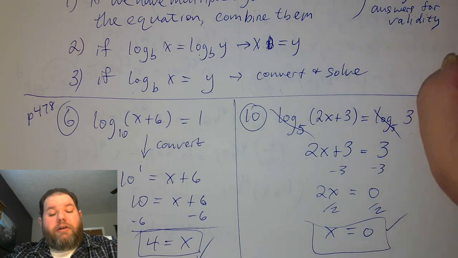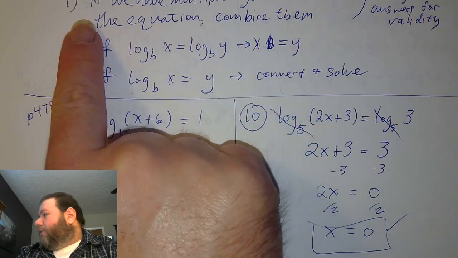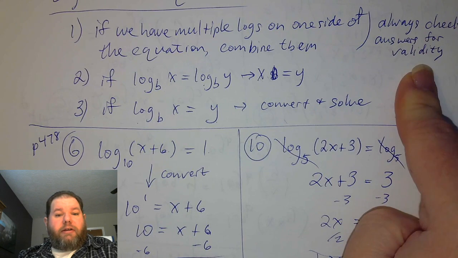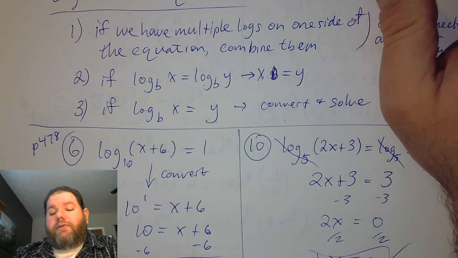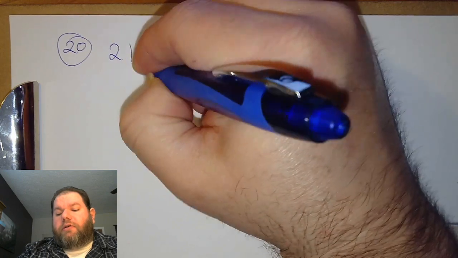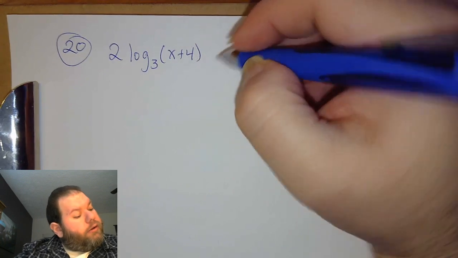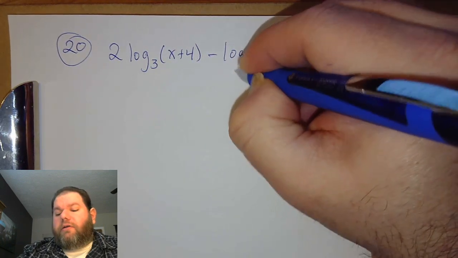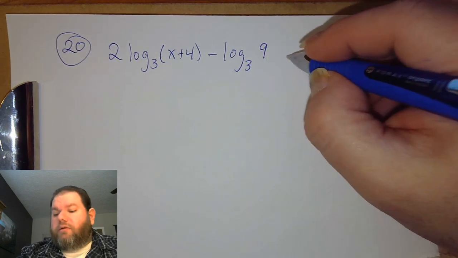Alright, so there are a couple of other scenarios I would like for us to look at with these logarithms, specifically incorporating this first rule, where we may have some answers that are invalid. I want us to make sure to go over a couple of those. We'll look at 20. Two times log base 3 of x plus 4, minus log base 3 of 9, is equal to 2.